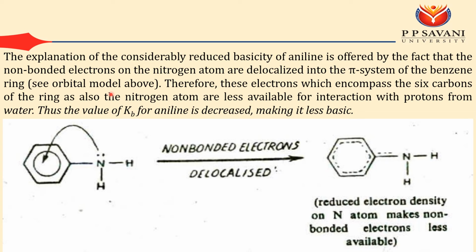So the explanation of the considerably reduced basicity is, as you know, that a base means what? Donor of the electron. Okay, but here what will happen, this lone pair of electrons is incorporated in my benzene ring. So that's why this electron cannot be donated easily to any atom. So that's why this basicity is a little bit reduced.